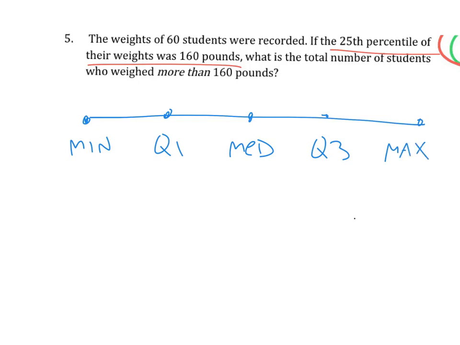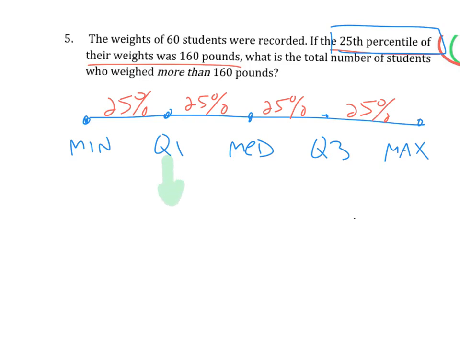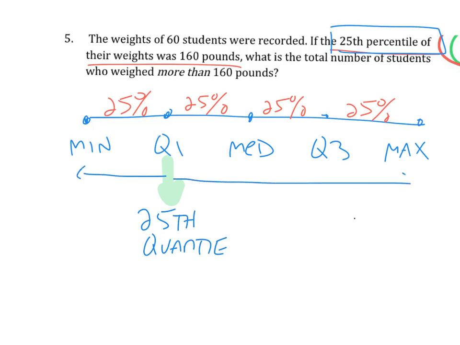And the significance about a box and whisker plot is that 25% of the data is between the minimum and the lower quartile, 25% of the data is between the lower quartile and the median, 25% between the median and the upper quartile, and 25% between the upper quartile and the max. So since they're telling you the 25th percentile, another name for the 25th percentile is the lower quartile, because 25% of the data is beneath you. That means 75% of the data is above you.